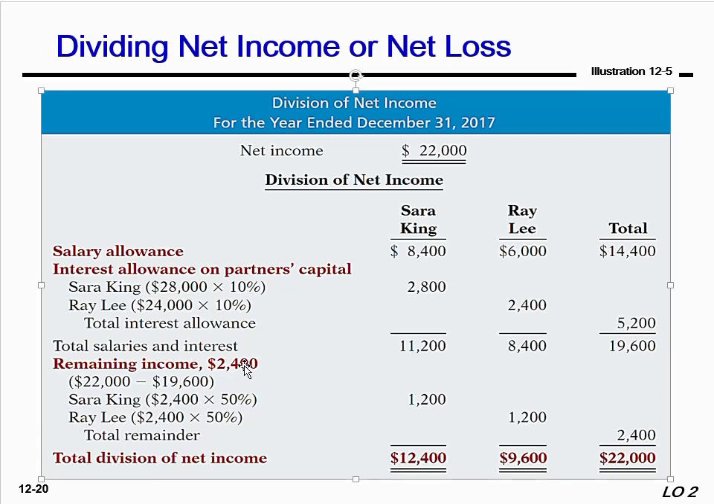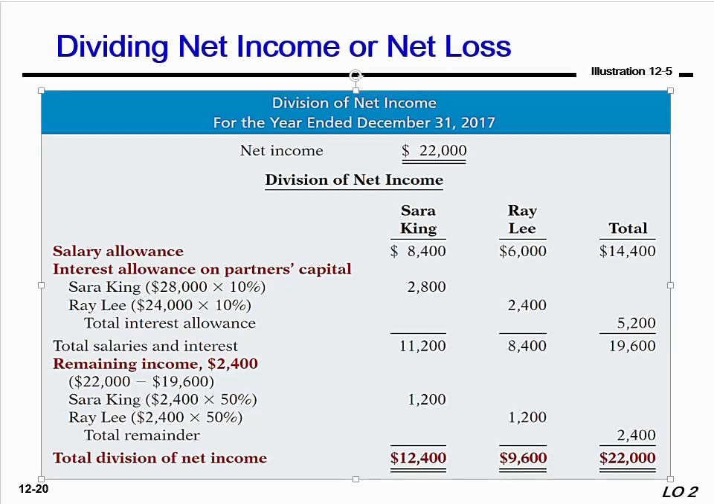Divide equally means both of the owners are going to take 50%, 50%. So 50% of 2,400 is 1,200. So both of them will be taking net income of 1,200. In the total column, I'm going to put 2,400. So out of total net income of 22,000, how much did Sarah take? She took 11,200 plus 1,200. So 12,400 Sarah has taken. 9,600 Ray has taken. And this is how the total income of 22,000 is distributed among both owners.